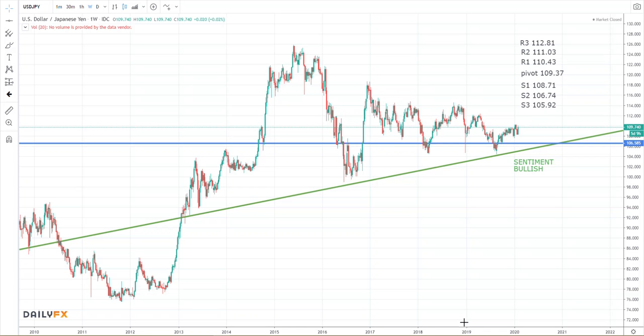This is your weekly analysis for the dollar yen, so the US dollar versus the Japanese yen. I've got the weekly chart pulled up here. The date is February 9th, 2020.